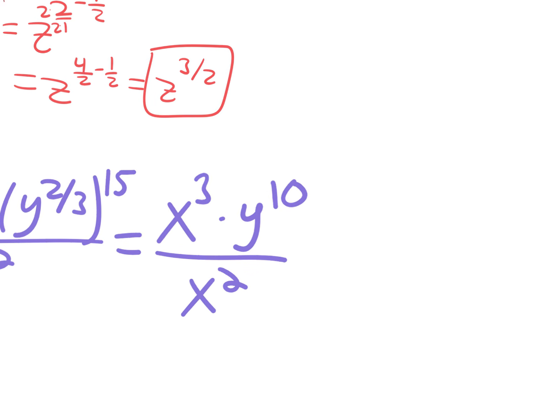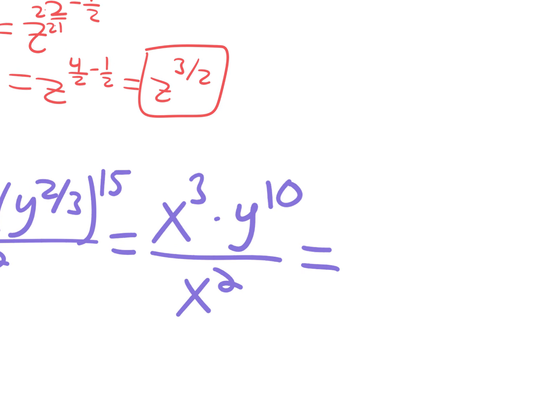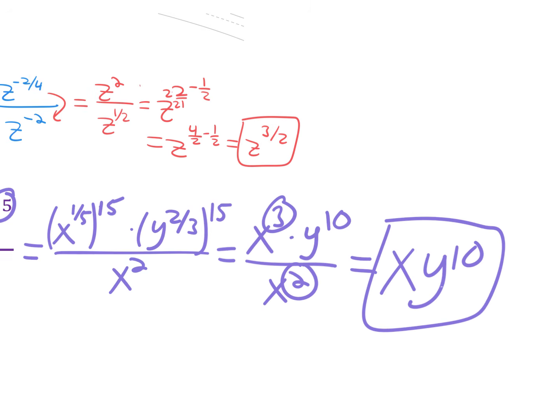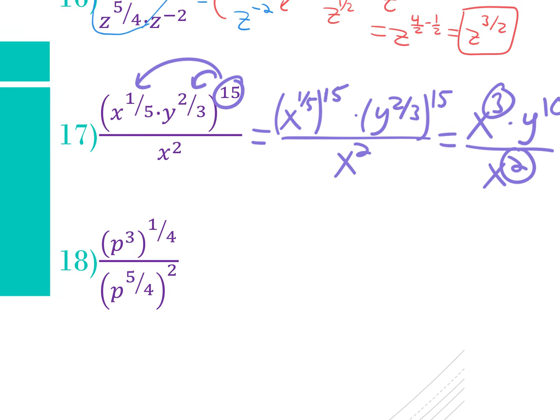How does that simplify now? Okay, the x's, you can subtract the exponents. 3 minus 2 is what? 1, so this is just x, and this is going to be x y to the 10th. Not bad. Nice, guys. Again, try not to get overwhelmed. I know that's kind of hard, but try not to get overwhelmed. Do it piece by piece.